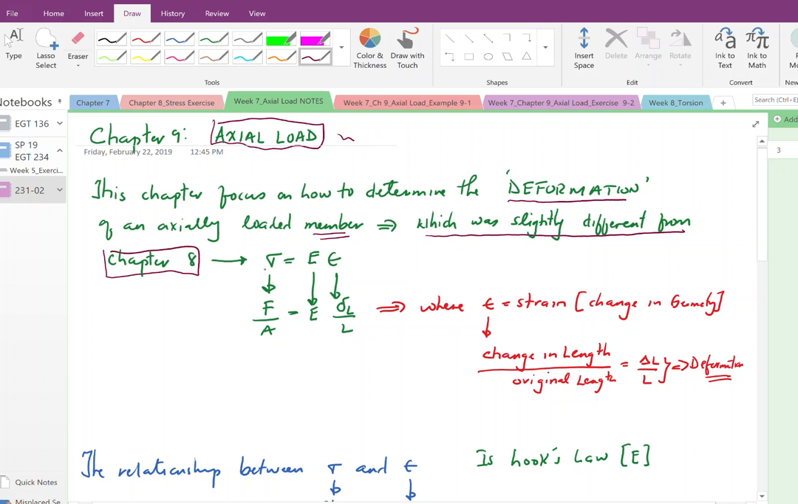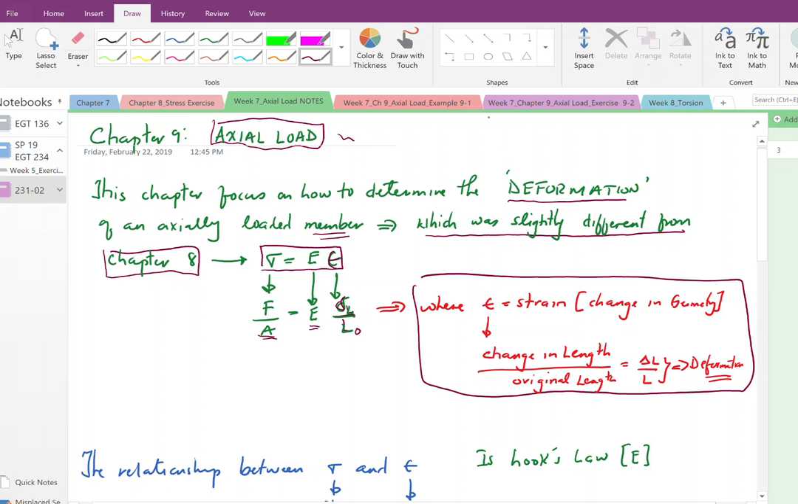So in chapter 8, we're given the relationship between stress and strain, whereby stress is nothing more than the force divided by the area, and our E is Young's modulus, or what we know as modulus of elasticity, and then our epsilon, which is our strain, is nothing more than a change in geometry, which is the change of the length divided by the original length. Okay. So what I just said is pretty much outlined here.